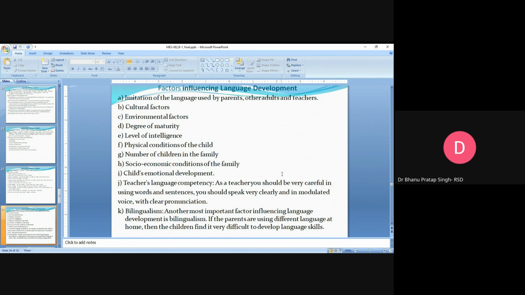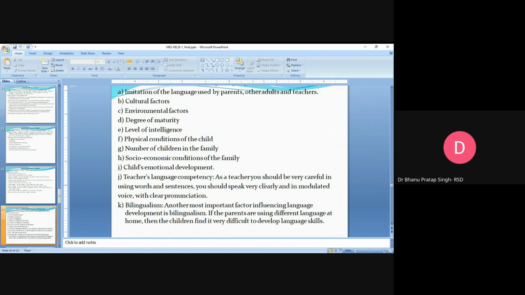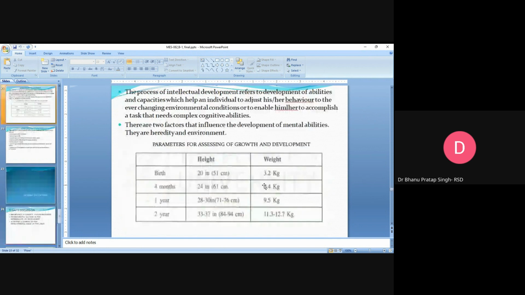And the teacher's language competency: if the teacher does not have good language, the impact will be upon the children also. So as a teacher, you should be very careful in using words and sentences. You should speak very clearly, in a modulated voice with clear pronunciation. Bilingualism is another most important factor influencing language development. If the parents use a different language at home, then the children find it very difficult to develop language skills. So these are the factors which affect language development.